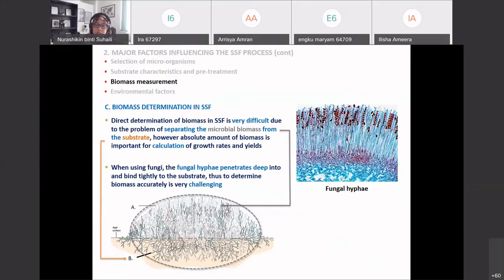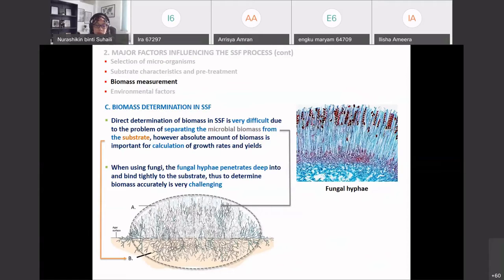So biomass here refers to the cell concentration. Okay. Direct determination of biomass in SSF is very difficult due to the problem of separating the microbial biomass from the substrate. However, absolute amount of biomass is important for calculation of growth rates and yields. So although it is difficult and a bit tricky to quantify, somehow we need to measure. We need to know how well the microbes, how well the fungi, are growing during the fermentation.